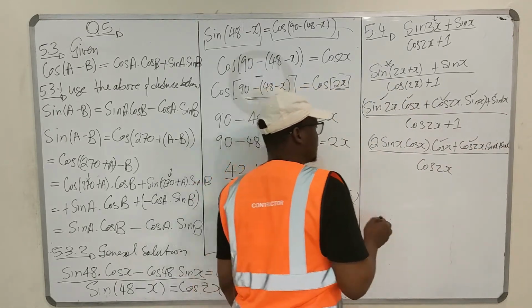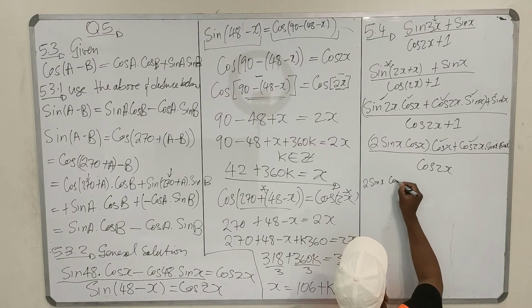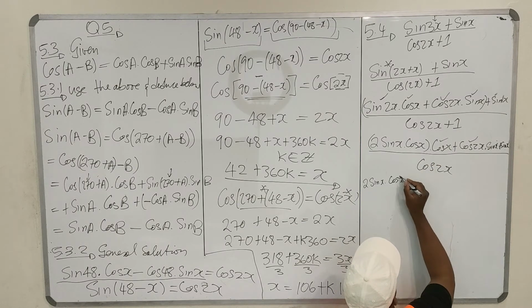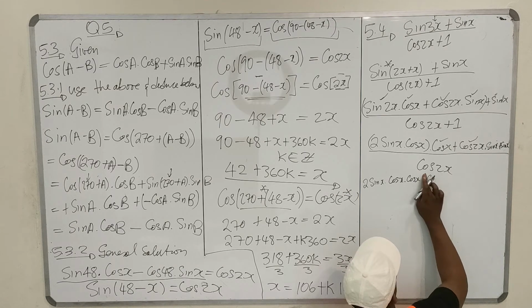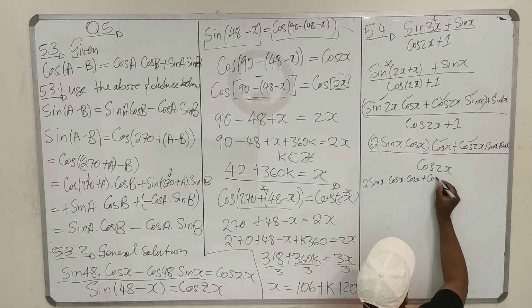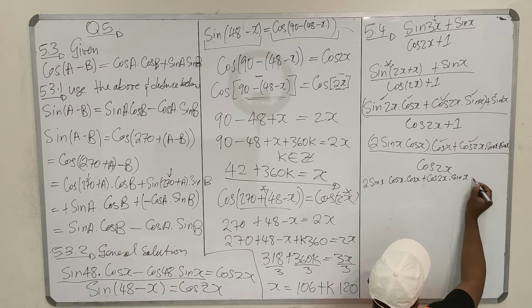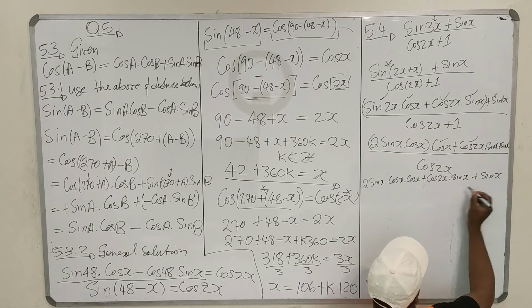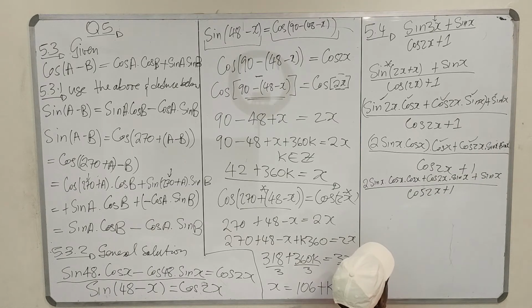What is the next step? Let's just simplify it nicely. So we have 2 sine x cos x times cos x, plus cos 2x sine x plus sine x, all divided by cos 2x plus 1, right?